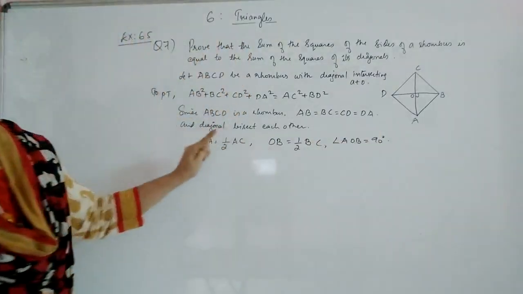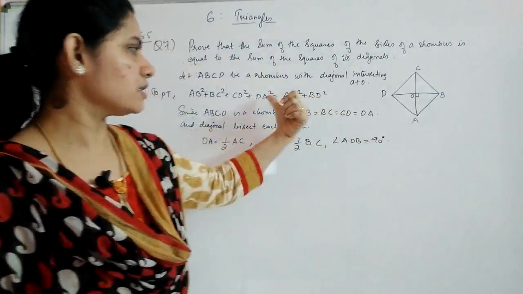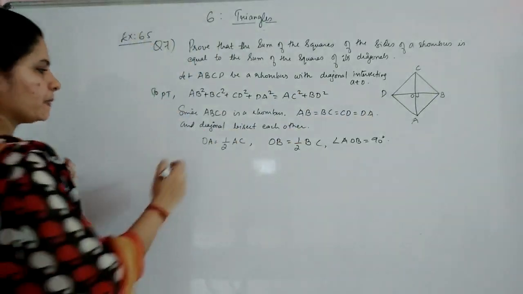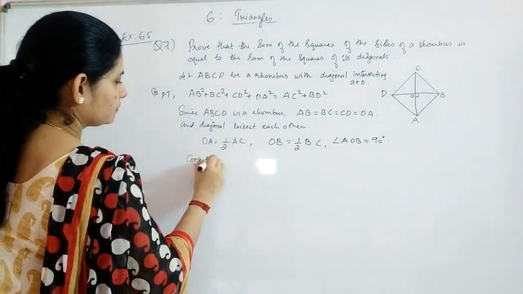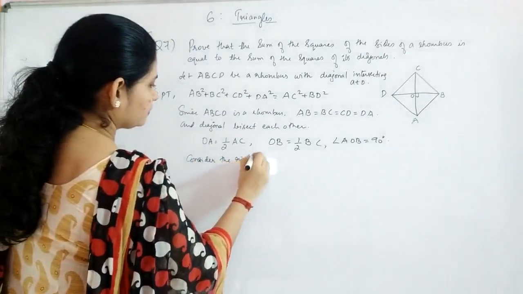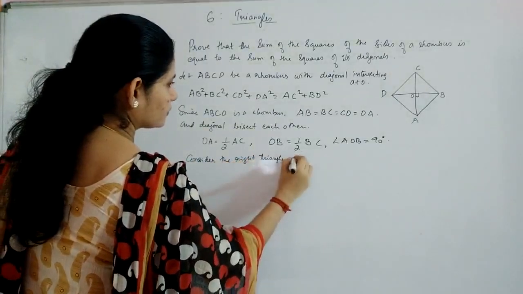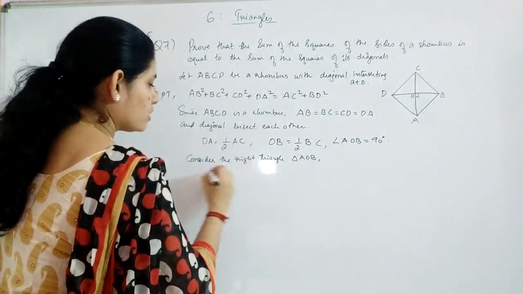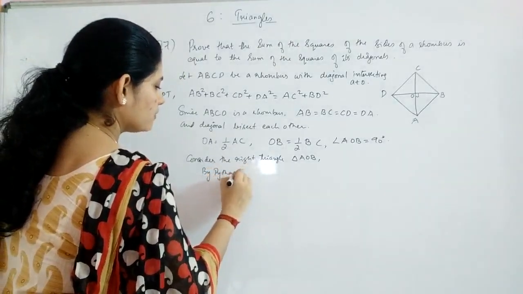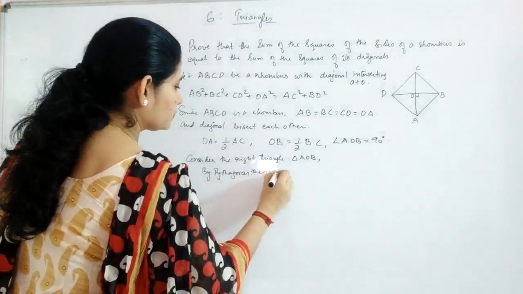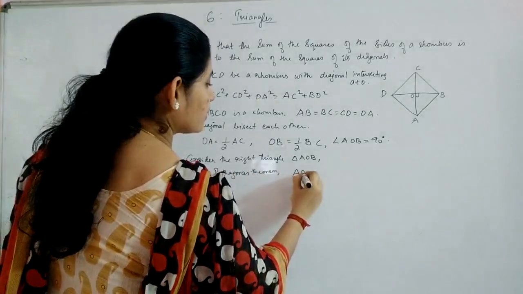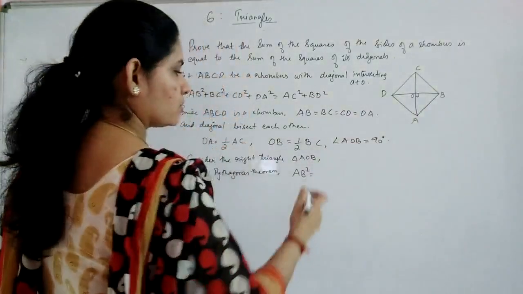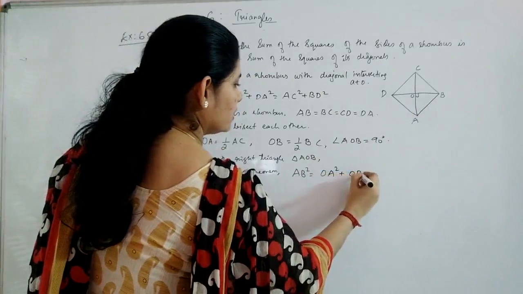Our purpose is to start with the triangle AOB and reach this result. Since it is a right angle triangle, you can use your Pythagoras theorem here also. So consider the right triangle AOB. Pythagoras theorem will give you AB square, which will act as the hypotenuse, equal to AO square plus OB square.